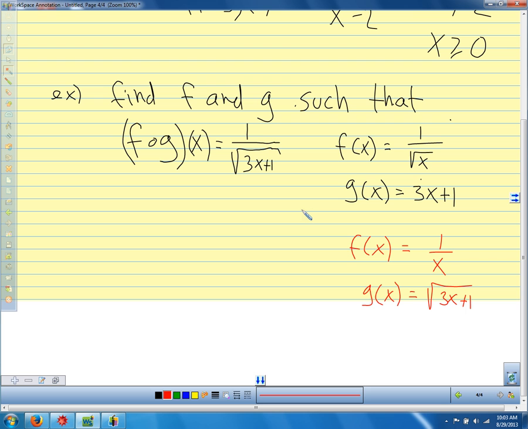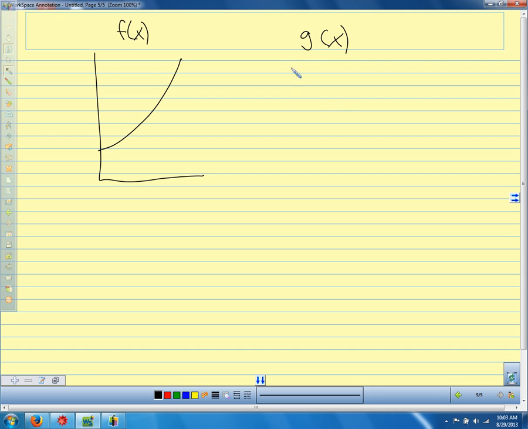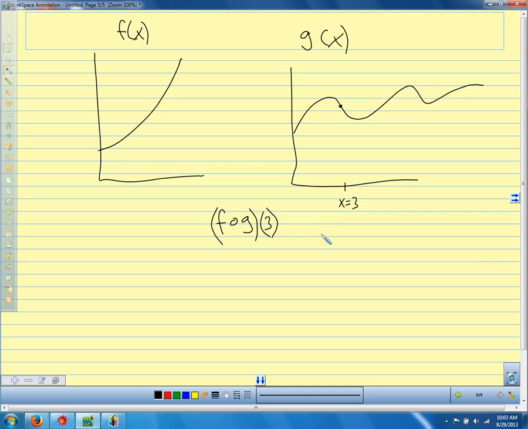So let me draw a hypothetical situation here. Just some function, and the problem says find f of g of 3. So here's x equals 3, so I have a point up here. How would I go about figuring out the value of this composition? How would I evaluate this composition?